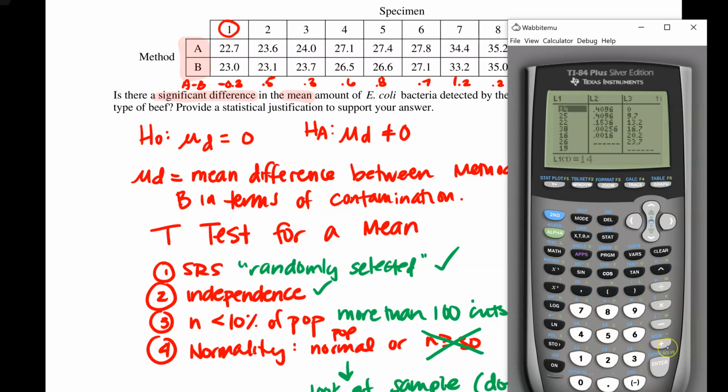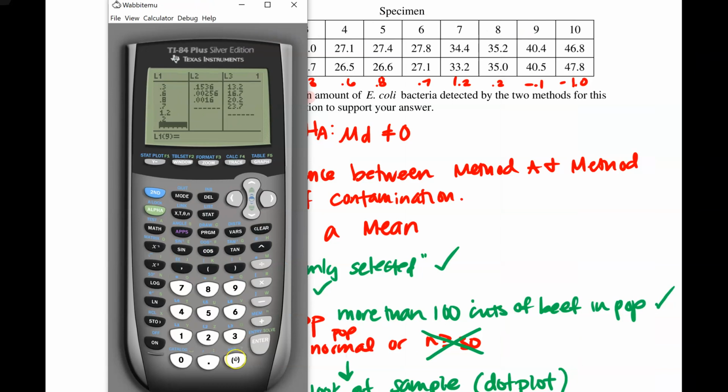So stat, edit, clear out my L1. This is when I'm not totally comfortable with my ability to do math, and I think I might have some errors there. I might use L1 and L2 and enter the actual values to verify as I go. In fact, I can do each of these, 22.7 minus 23. I get the first value. Continue on. I'm going to trust my math, even though I'm not feeling the most confident with my math skills at the moment. It is Sunday afternoon, so who knows. But I'll just put them in.